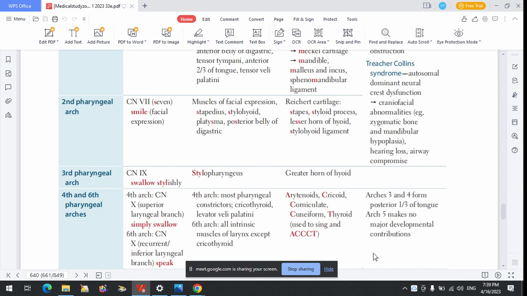Then you now remember the corniculate and cuneiform, which sound similar. Corniculate, cuneiform. Then you just add your arytenoid. That's it. Where are they? They're also part of the cartilage surrounding the voice box. They make the voice box. They are within the larynx.